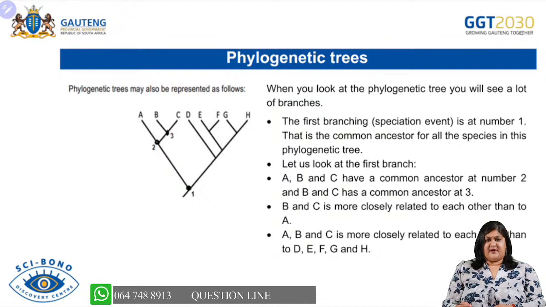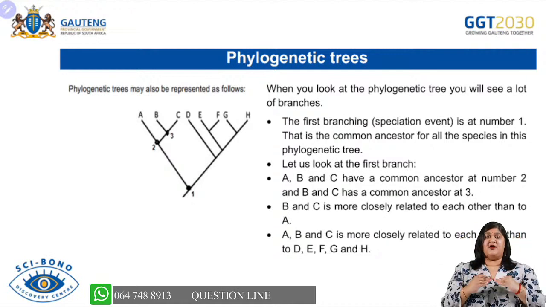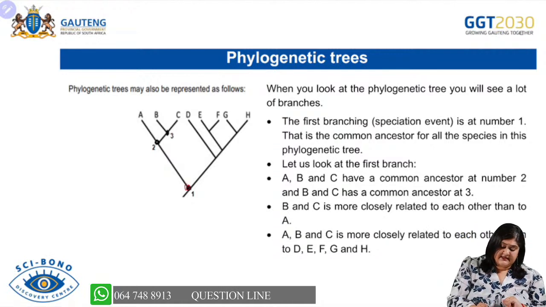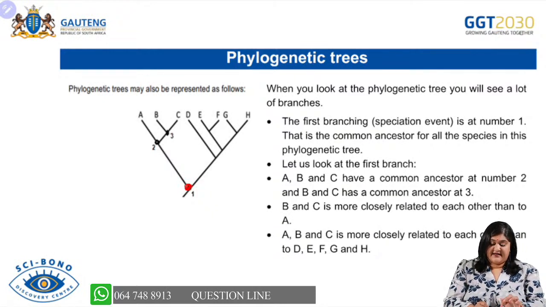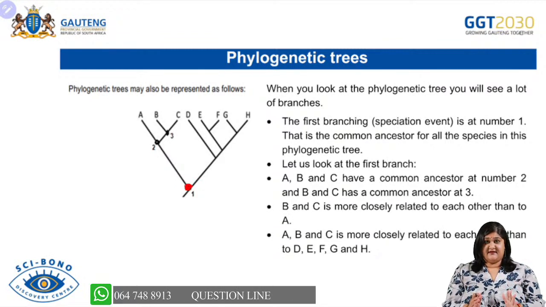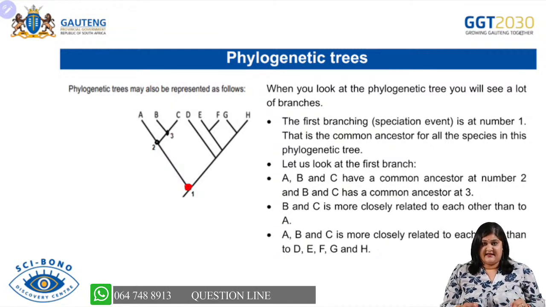Let's look at a different one. This one is a little bit different because we are reading it from the bottom up. Our most recent common ancestor over here is at point 1. The first branch is at number 1. That is the common ancestor for all the species in this phylogenetic tree. Okay, so it's the common ancestor for A, B, C, D, E, F, G, and H.